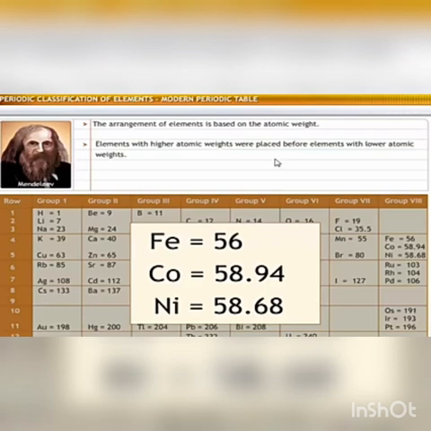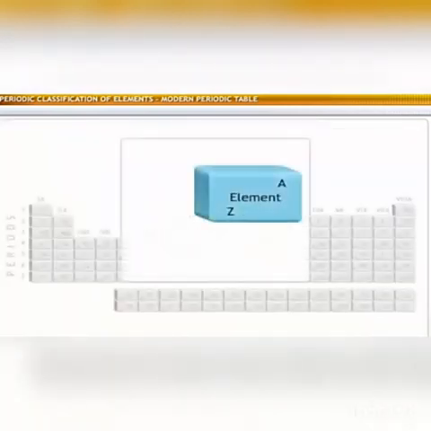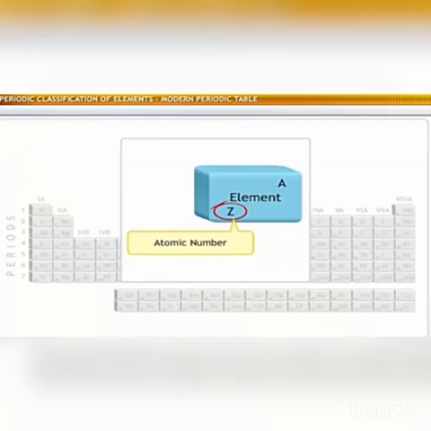For example, the atomic weight of cobalt is 58.94 and that of nickel is 58.68. However, the Mendeleev's periodic table places cobalt before nickel. Such anomalies were resolved when the modern periodic law designated atomic number as the criterion for classification.